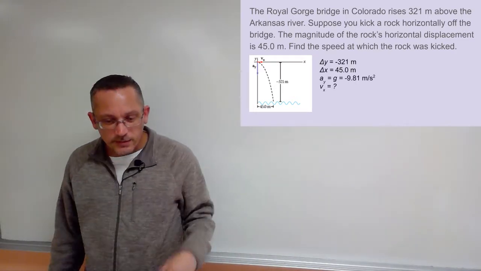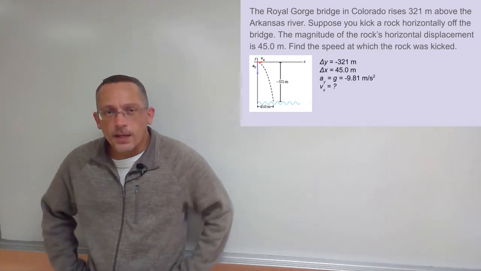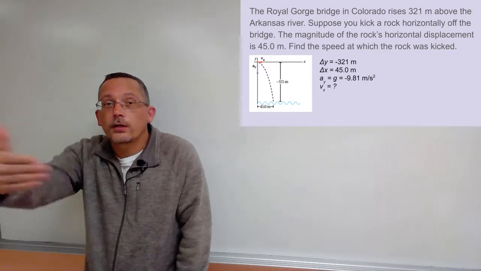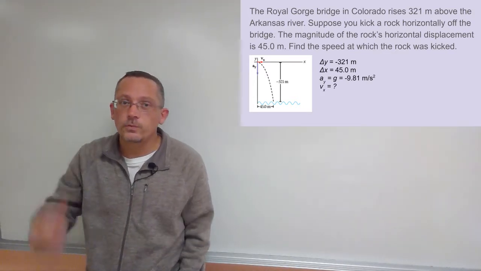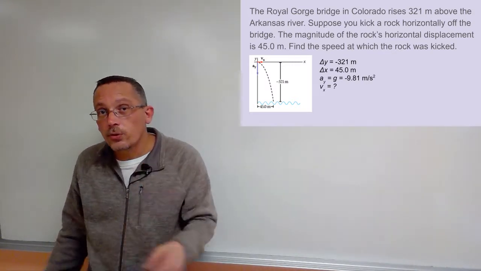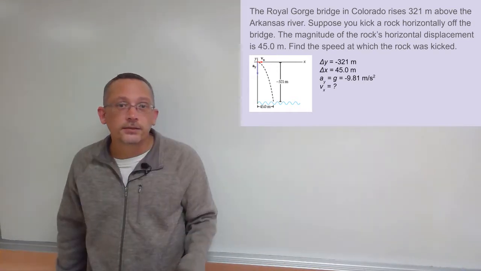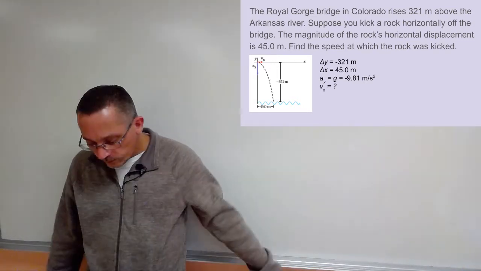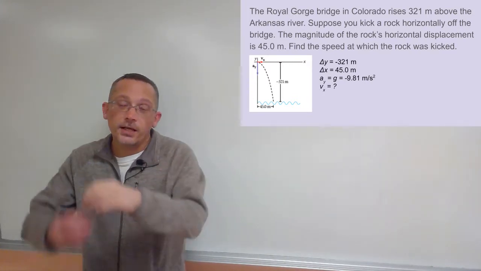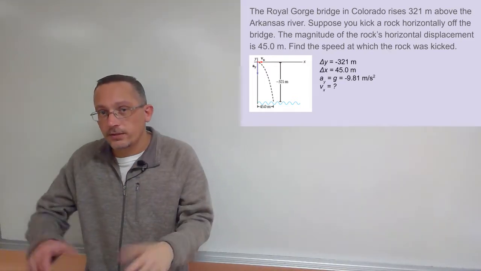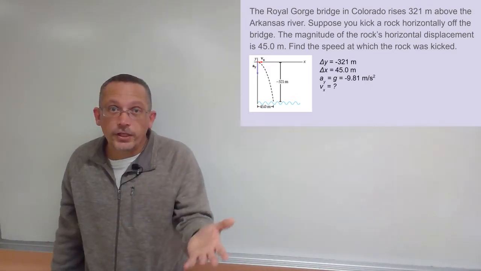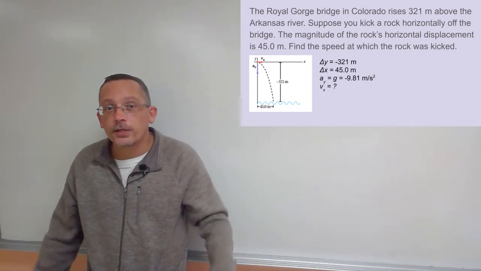So I'm going to make a list of the things that I know and what they're asking me to find. So the first thing that jumped out at me that I know is how far down the rock is going to go. And we're going to call that delta y, its vertical displacement, delta y. And that was, we said, negative 321 meters. And we also know its horizontal displacement, which we call delta x, was 45.0 meters. We know another thing that they didn't tell us, but we know. We know the acceleration in the vertical direction, because what's causing the acceleration in the vertical direction is gravity. So ay is g, which is negative 9.81 meters per second squared.